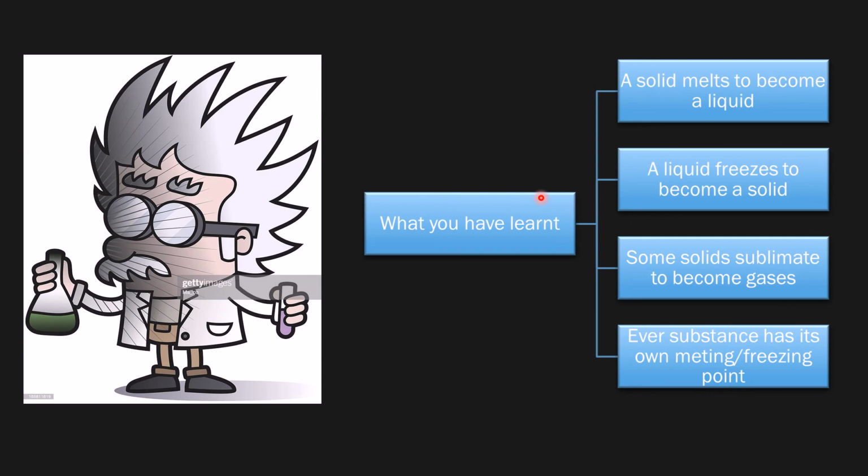These notes are very important. If you like, you can take screenshots or write them down for our whole lecture. These are the 4 main points for the whole 5 to 6 slides. A solid melts to become a liquid. A liquid freezes to become solid. Some solids sublimate to become gases. Every substance has its own melting and freezing point.